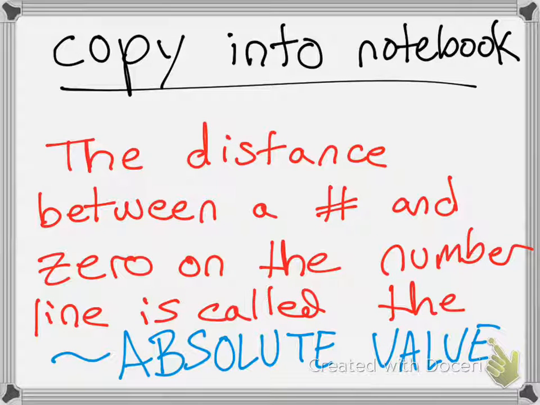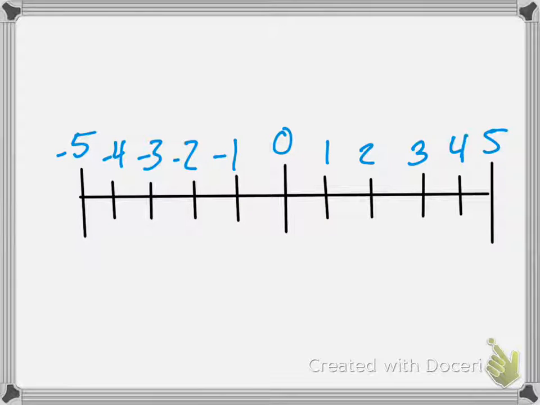So the distance between a number and 0 on the number line is called the absolute value. Once again, it's just kind of these words that somebody named, and we just gotta accept it. So, for example, the distance between -3 and 0 is 1, 2, 3 hops. It's not negative hops, it's just 3 hops. The distance between 3 and 0, 1, 2, 3. Even though we're going to the left, it's still just 3 hops, right?